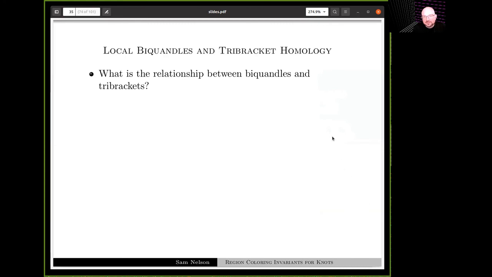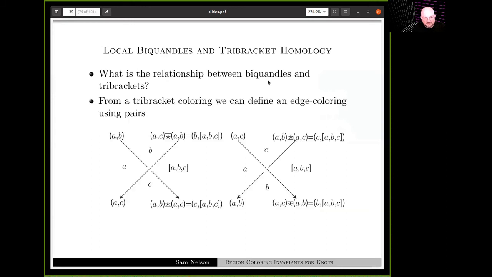So for this project, we wanted to consider what's the relationship between biquandles and tribrackets. I know I haven't talked about biquandles in this talk, but a biquandle is like a quandle, except that instead of just colors changing when you go under, they also change when you go over. And so there are colorings of the edges in the four-valent graph you get by flattening the knot diagram to get a graph.